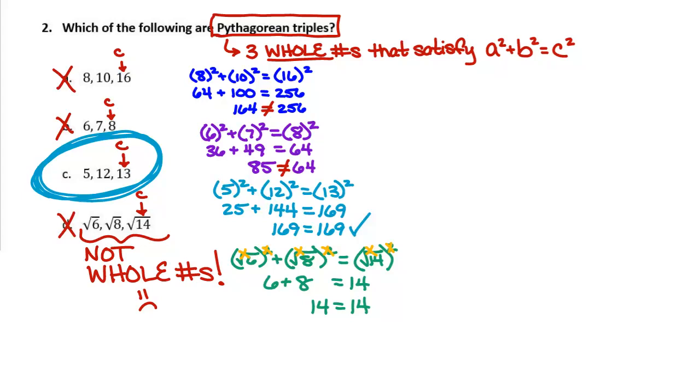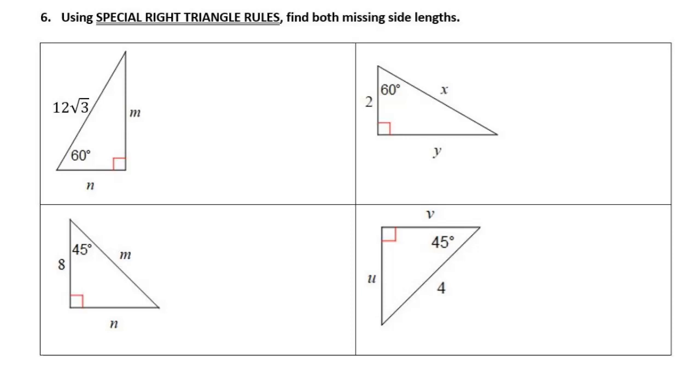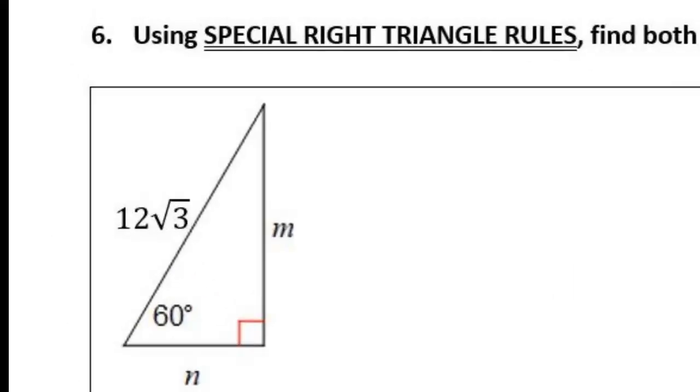What else would you guys like to see? Yes. Question 6, the first one. Same size as last review, though. Same number of pages. Yep, 3 pieces of paper. All right, we're supposed to use our special right triangle rules. Thank you, dear. As soon as Sydney gets back.